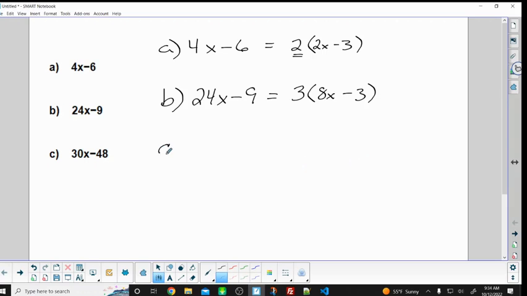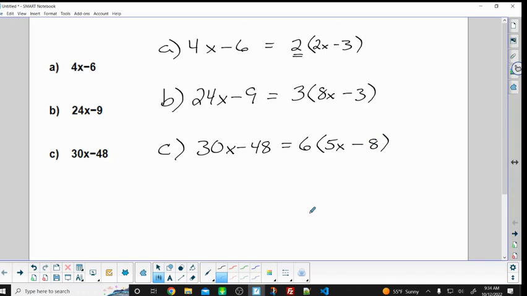All right, let's do the last one. 30x minus 48 is equal to. So the greatest common factor between 30 and 48, if I were to think about it, is going to be 6. All right, so if I divide 30 by 6, that is 5. Don't forget the x. And then we've got minus 48. 48 divided by 6, that's 8.